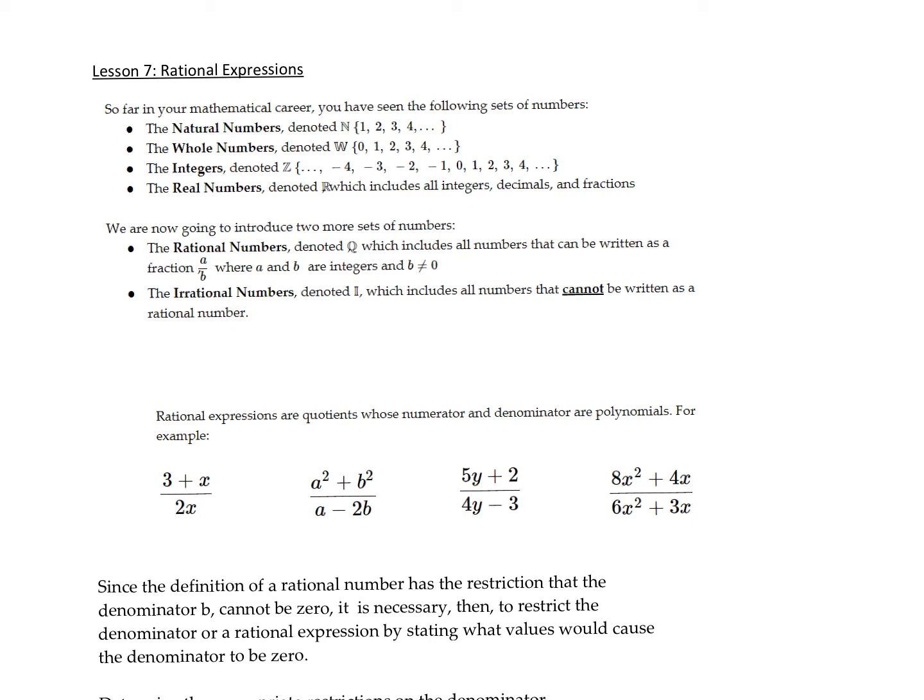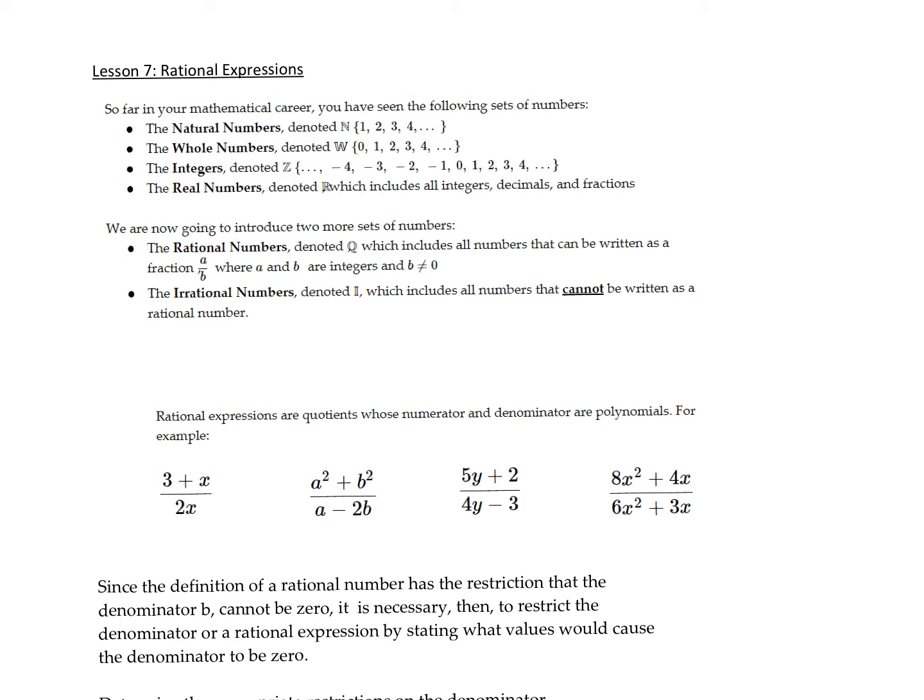Okay, in today's lesson, we're going to look at rational expressions. So just a review of the different types of number sets. The set of natural numbers is all the whole numbers starting with 1. So 1, 2, 3, and 4. Once they discovered the concept of 0, now we have the whole number set. So the whole number set is the natural number set including 0.